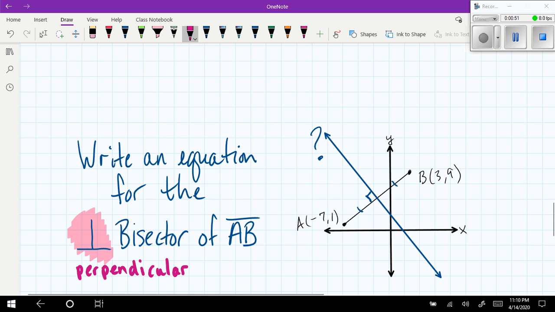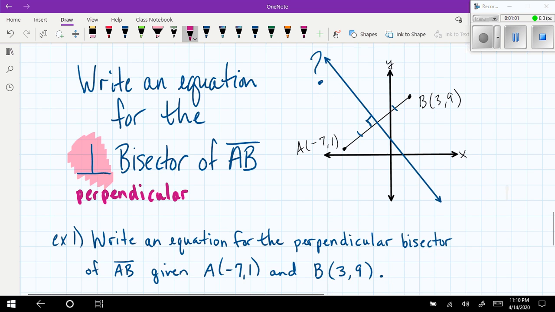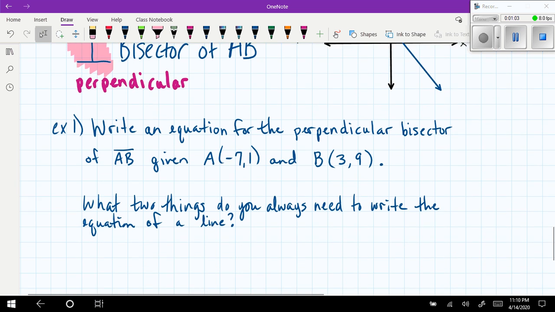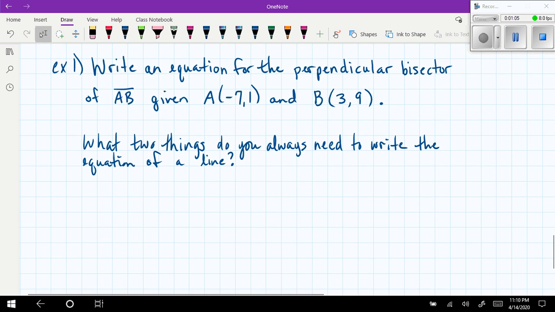We have point A is -7, 1. Point B is 3, 9. And we're going to write the equation of that blue line there with the question mark on it. Okay? So here we go. Write an equation for the perpendicular bisector of segment AB given A is -7, 1 and B is 3, 9. So that's the same picture you just saw.